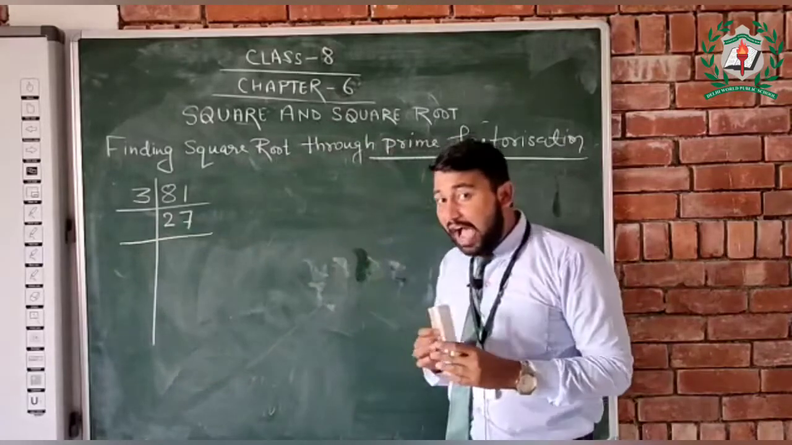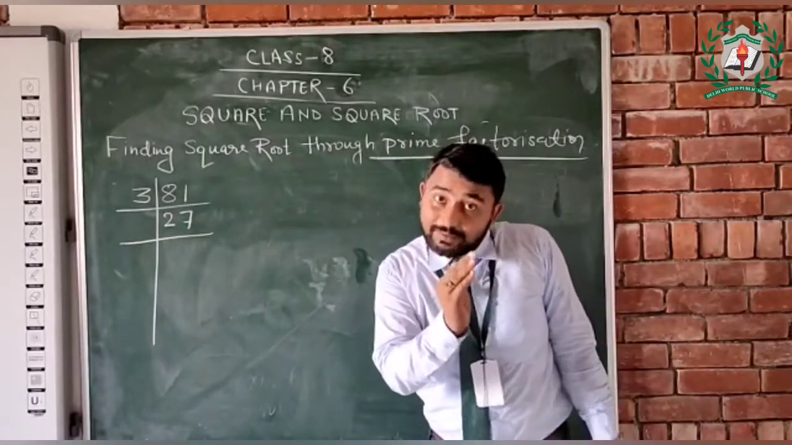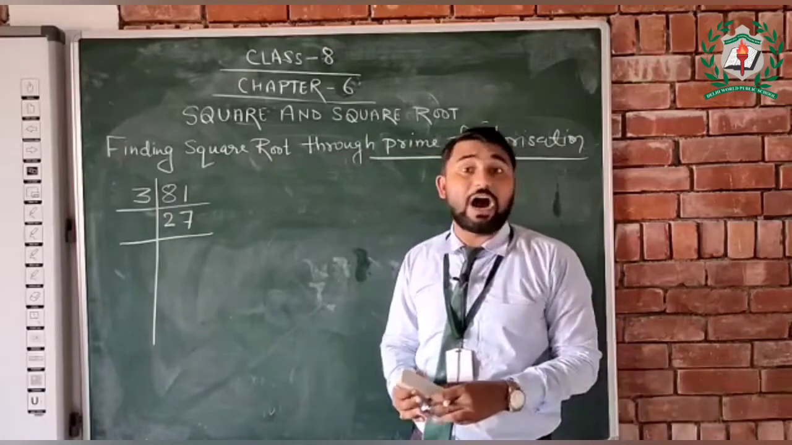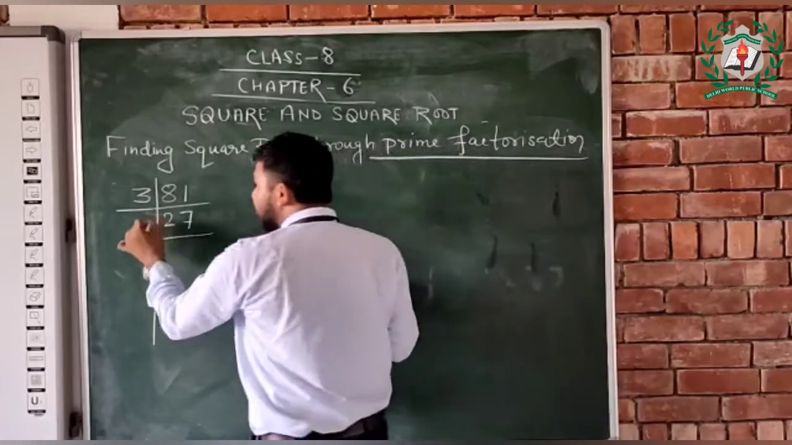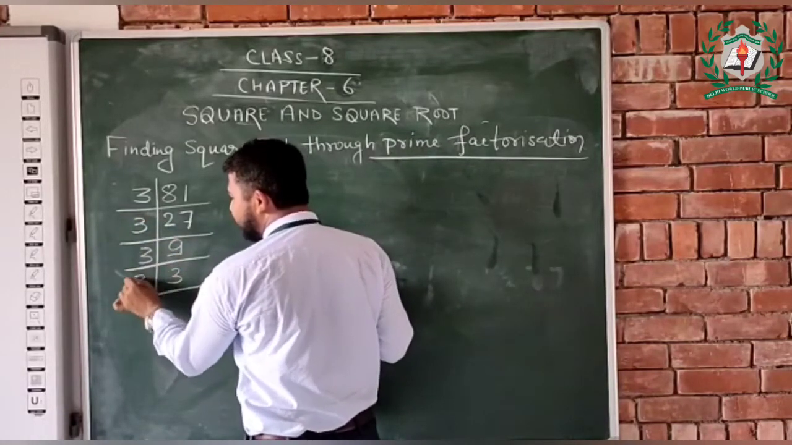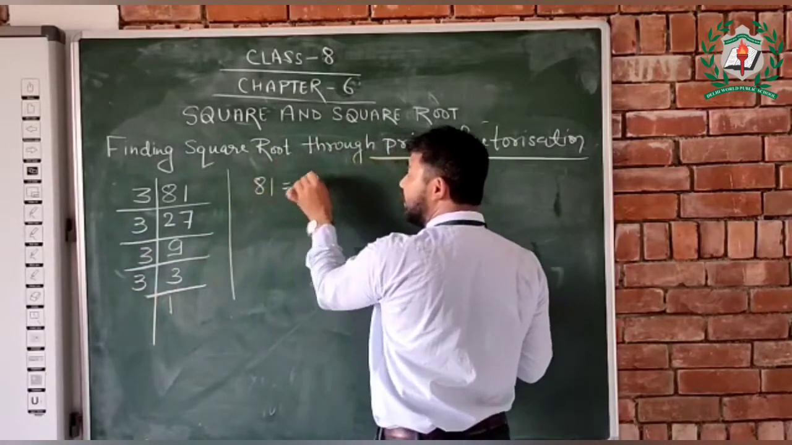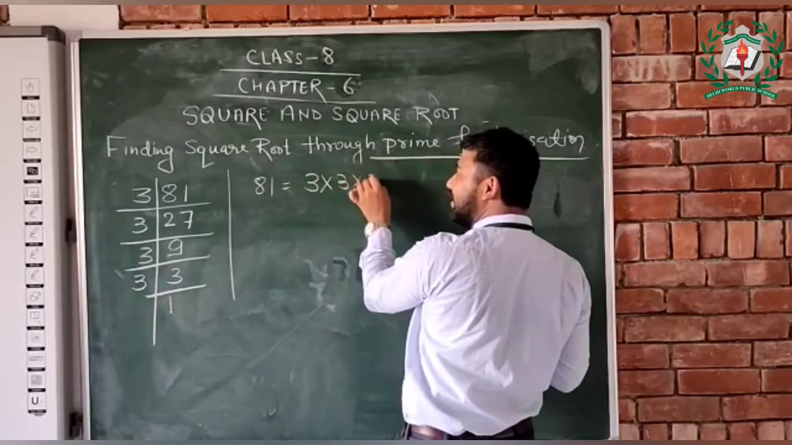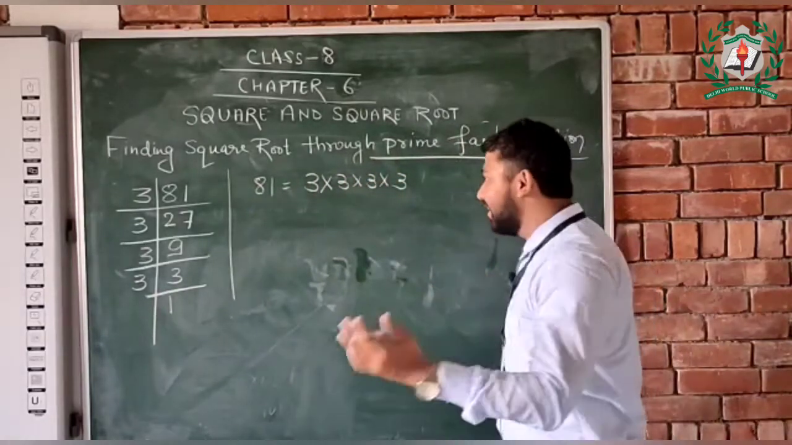You know how to do the prime factorization of a number; you studied it in the last class. So 3 9s are 27, 3 3s are 9, 3 1s are 3. So 81 can be written as 3 into 3 into 3 into 3.